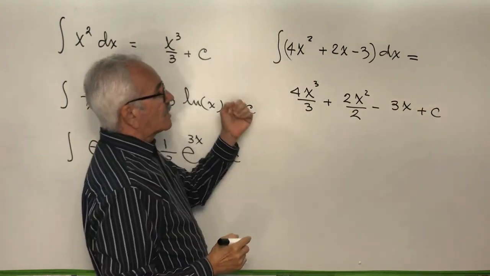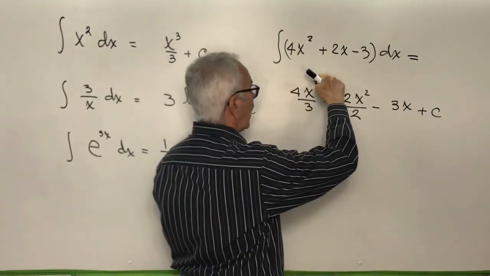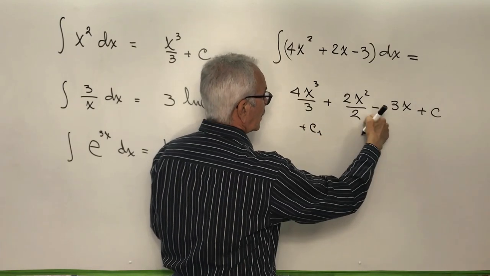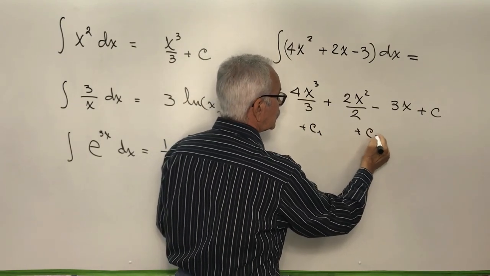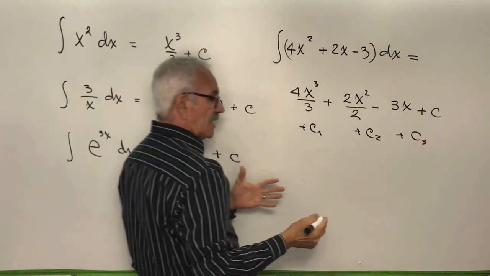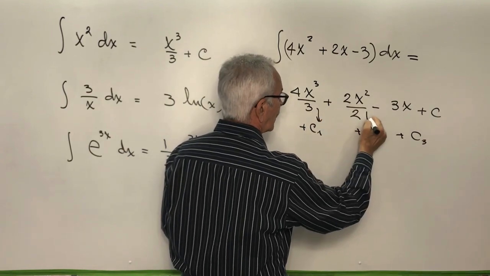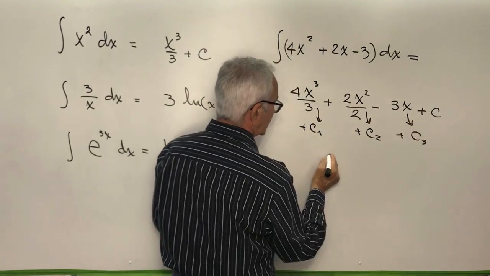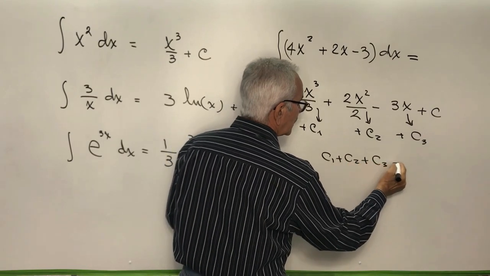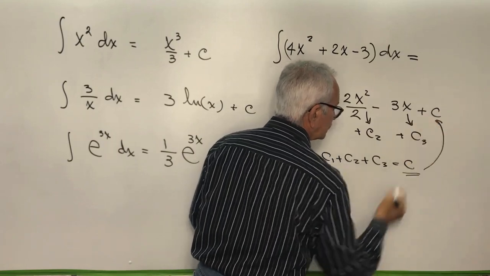Note, if we are solving three integrals, the reality is that we have plus c1 here, plus c2 here, and plus c3 here. But the reality is that all of them are constants. All of them are constants. So c1 plus c2 plus c3 is the new one. We named it before c.